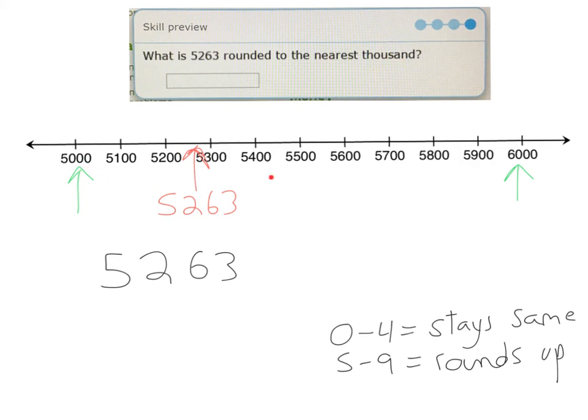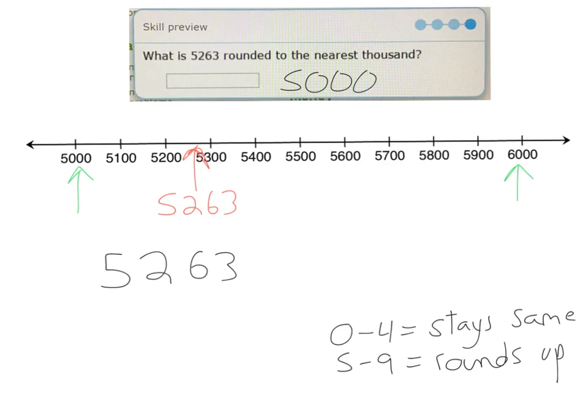So we have here a number line with 5,000 at the beginning and 6,000 at the end. I've gone up by hundreds in each increment or interval. So 5,263 would be about here between 5,200 and 5,300. So obviously, based on where that is on the number line, it is closer to 5,000. Closer than it is to 6,000, obviously.